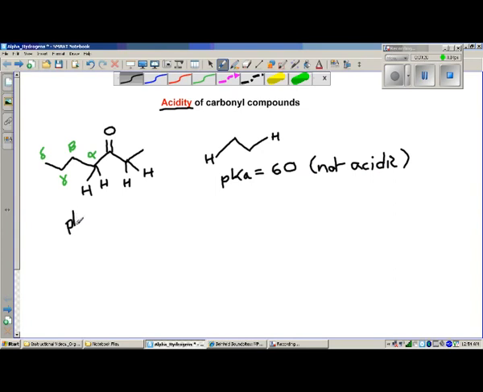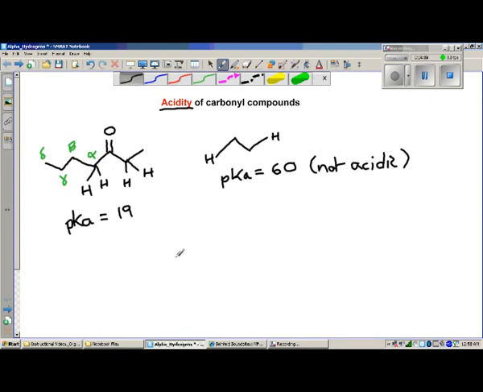The pKa of these alpha hydrogens, and thus of this ketone, is actually around 19. Now 19 and 60, this is a logarithmic scale here, so this means this ketone is not 41 times as acidic as this. It's more acidic by 41 orders of magnitude. Big difference. This is much more acidic than this. And you can imagine the reason for its acidity must be something to do with this carbonyl group. And indeed it is.